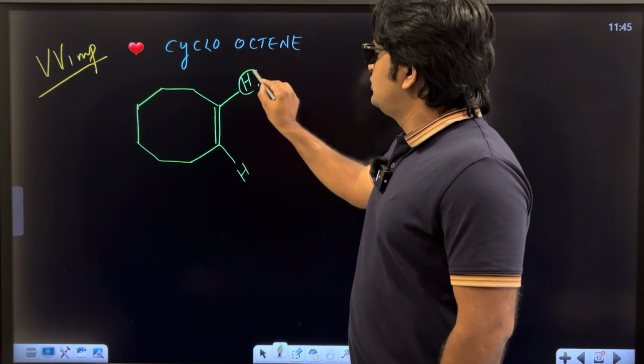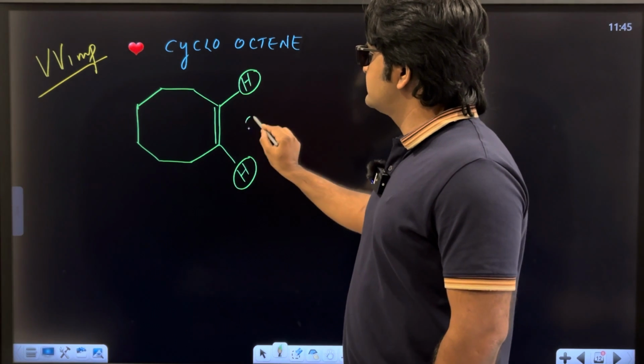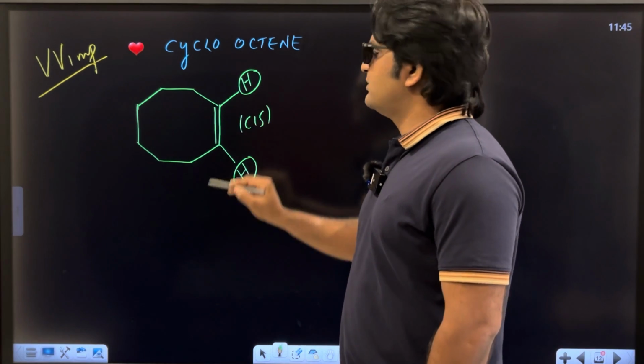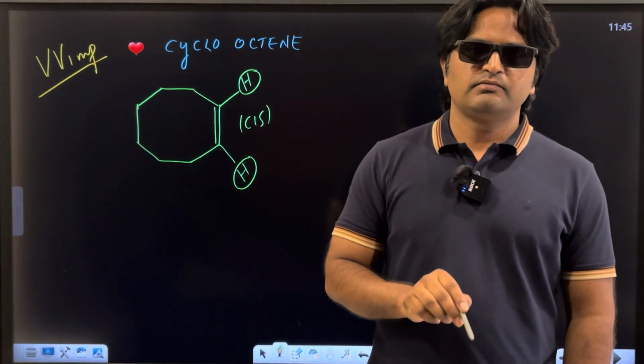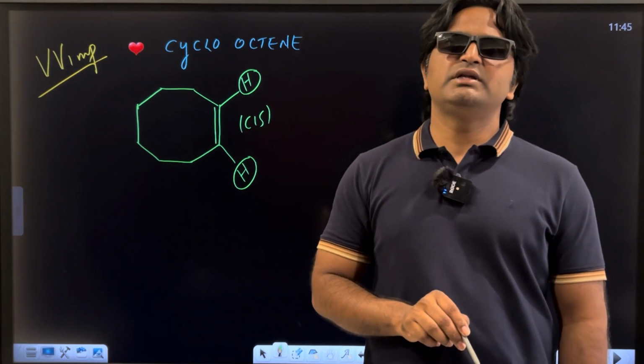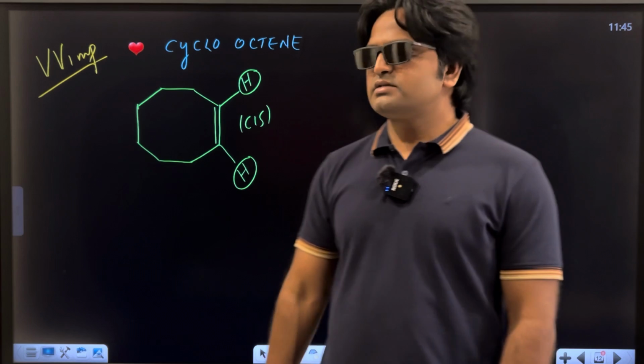For example, two hydrogen atoms are present on the same side. We call it the cis form. Cis. If two identical groups are present on the same side, that is taken as cis.